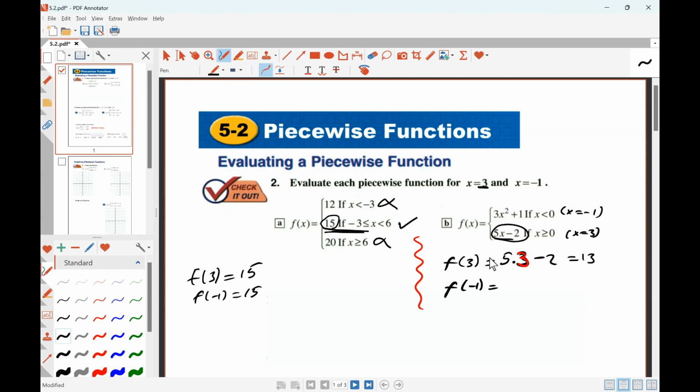So f of -1 is represented by 3x squared plus 1. I just have to plug in -1 for x in the first situation. So 3 times negative 1 squared plus 1. Negative 1 squared is 1. 1 times 3 is 3. 3 plus 1 is 4. So that's the way of evaluating a piecewise function.